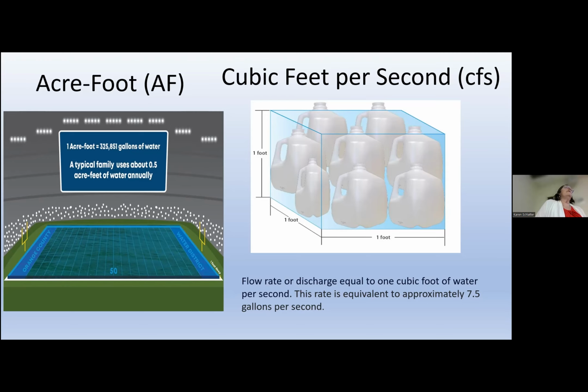Cubic feet per second is a flow rate. I had to struggle to find a way to visualize cubic feet per second. But it's simply a rate equal to 1 cubic foot of water per second, which is about 7.5 gallons per second. So when you're looking at a river, I challenge you, when you have Corey DeAngelis here, who's the division engineer, you ask him, what's the normal flow coming through Fort Collins? Is it 35 CFS? Is it 100 CFS? And it varies. But he can explain it far better than I can.